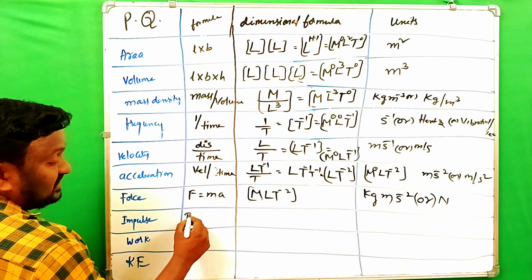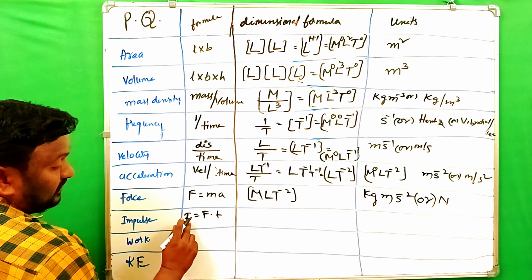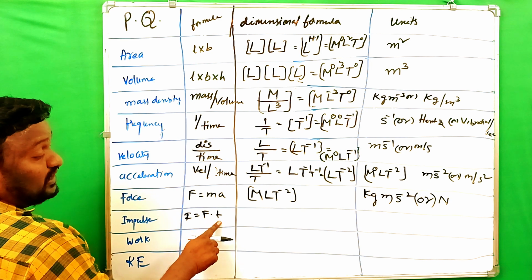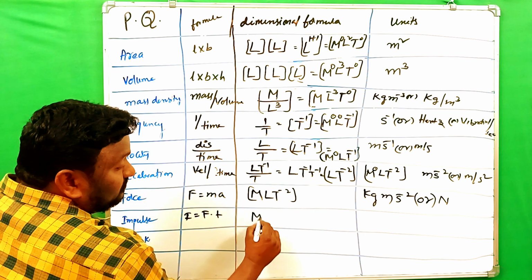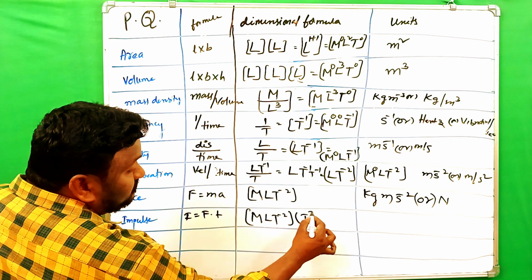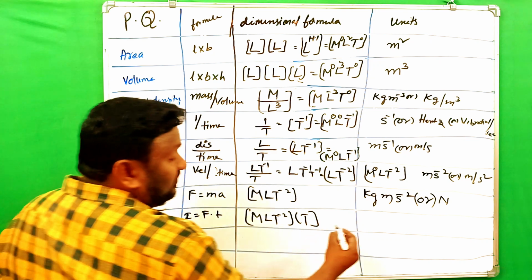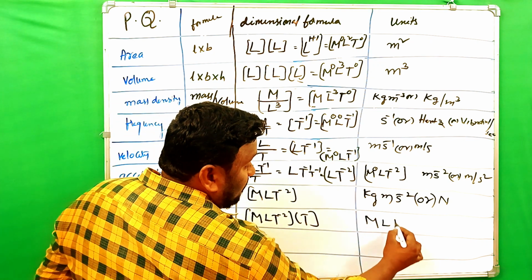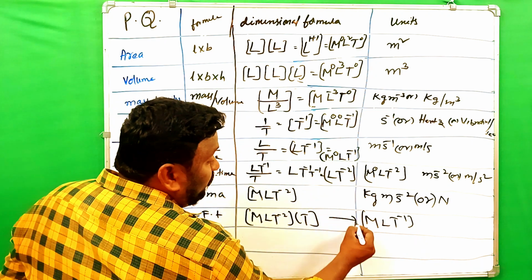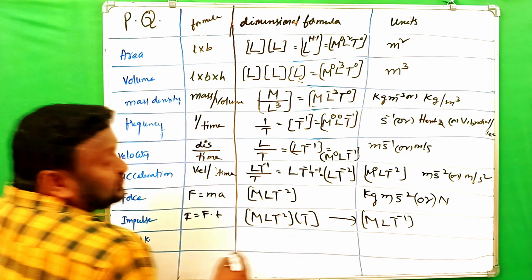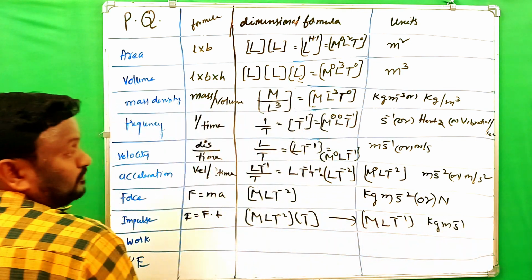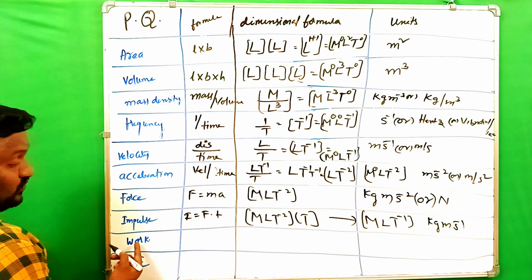Impulse, I is equals to F into T. F is what? Force. T is what? Time. So force is M L T inverse 2 into time T. So then what do we get here? M L T inverse 1. M L T inverse 1 is the dimension formula of what? Impulse. And its unit is what? Kg meter second inverse 1. Clear?